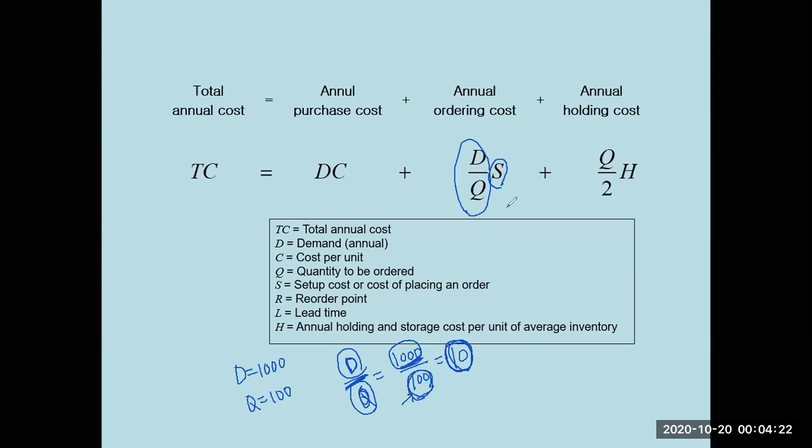So this is the annual ordering cost. Annual holding cost: Q divided by 2, this one is the average inventory level, times the holding cost per unit per year. So this is the annual holding cost.